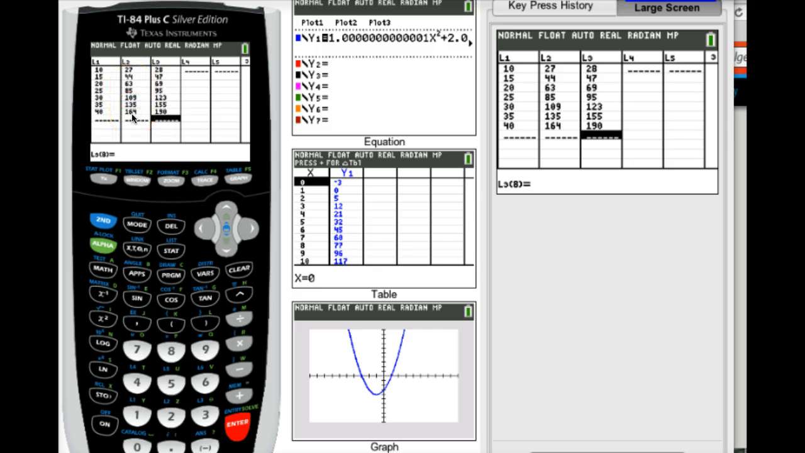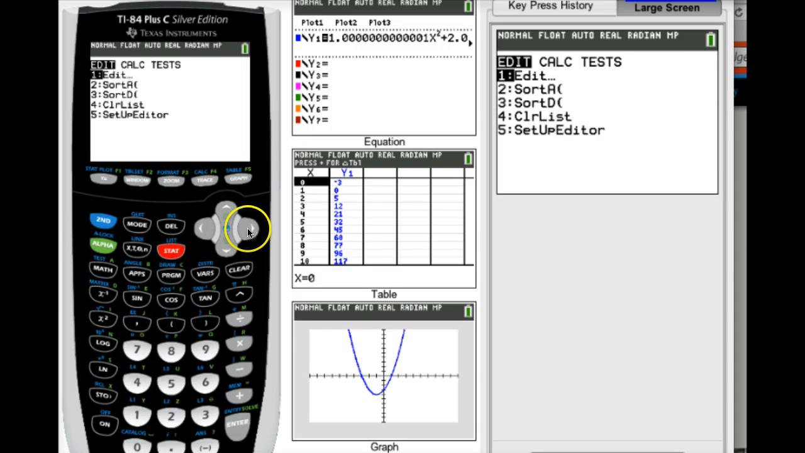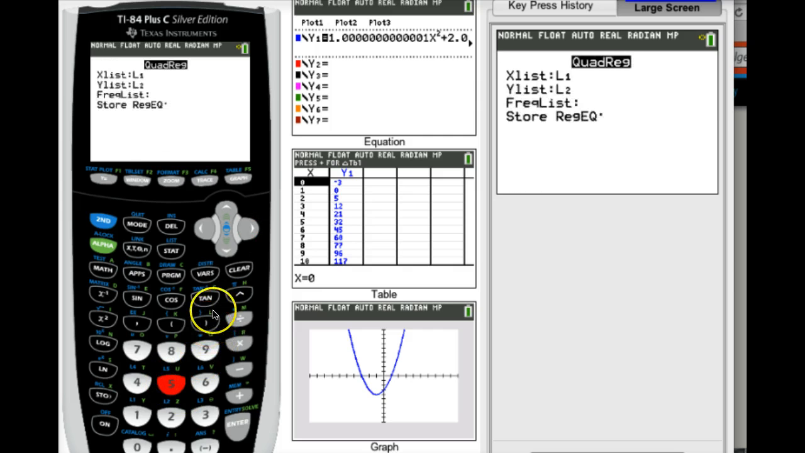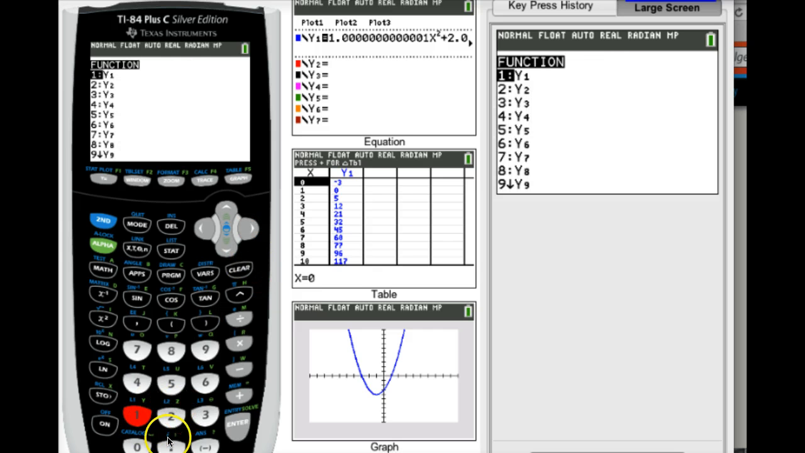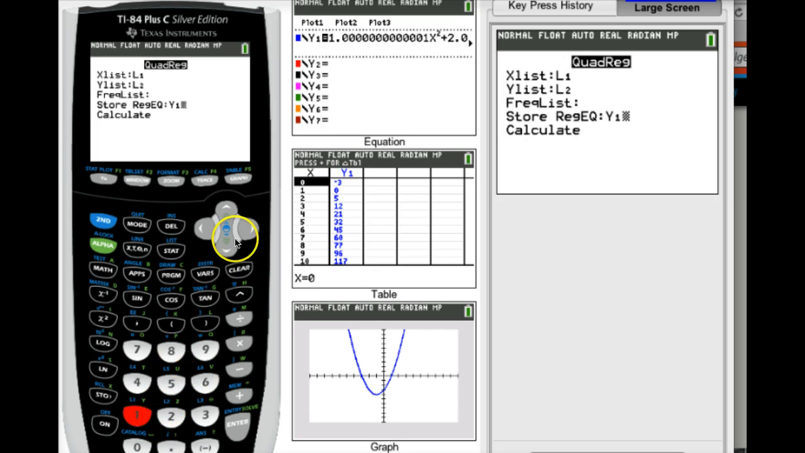So number 23 just asks you to perform quadratic regression on the data for each vehicle. That's the same thing that we just went through in the last problem. You go to Stat, scroll to Calc, choose quadratic regression. So for the car data, you're doing list 1, list 2, and you're pasting into the store regression equation. So Vars, Y-Vars, Function, and then paste in Y1.